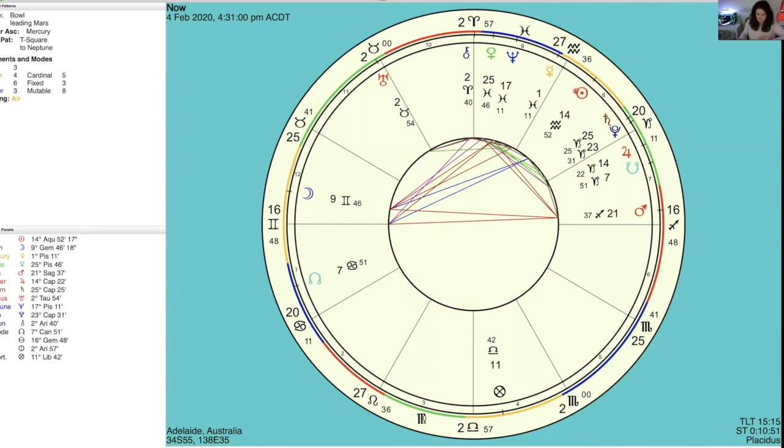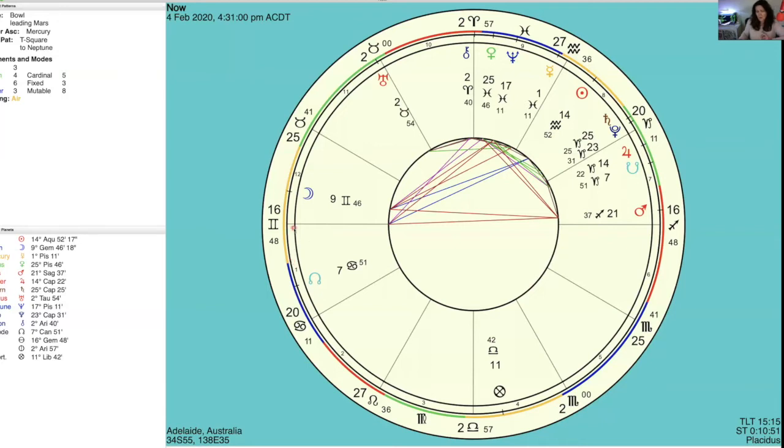Similarly, with these little symbols, which denote the planets and points in a chart, they're each located at a different point, which is denoted by the degree and minute of the zodiac sign. So, for example, this person has their sun at 14 degrees and 52 minutes of Aquarius. So their sun sign is Aquarius, even though their rising sign is Gemini.